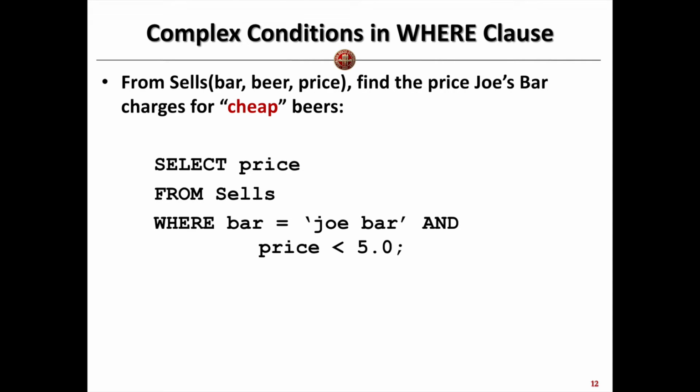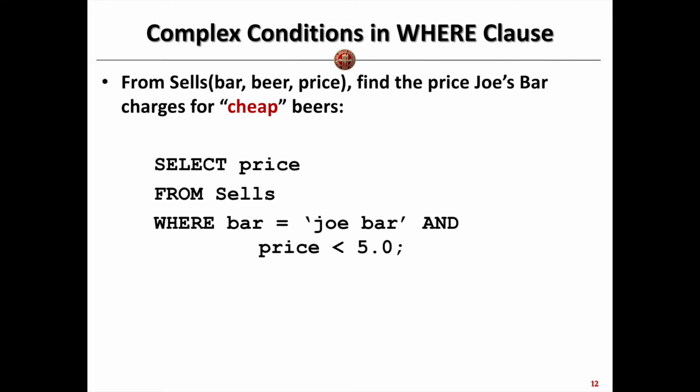Okay, welcome back. I hope you still remember in the original algebra we showed before, we mentioned that in the selection, the condition we use can be very complex, right? It will be very similar for SQL as well. We now allow very complex conditions in a way across. What does this mean? Let's assume we are working on this sales table, and we plan to find the price that Joe's bar charges for the cheap beers.